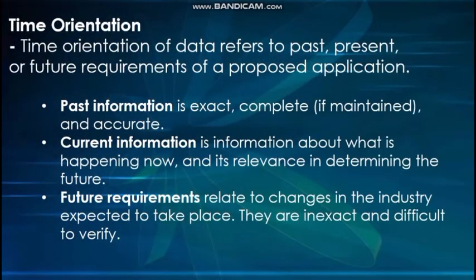Next is time orientation. Time orientation of data refers to past, present, or future requirements of a proposed application. Past information is exact, complete, and accurate. Current information is information about what is happening now and its relevance in determining the future. For instance, current information relates to operations of the company, the number of orders taken in a day, or the amount of goods produced. Current information needs to be documented so it can be easily read and reviewed by the development team for them to increase their knowledge of the application and problem domains.